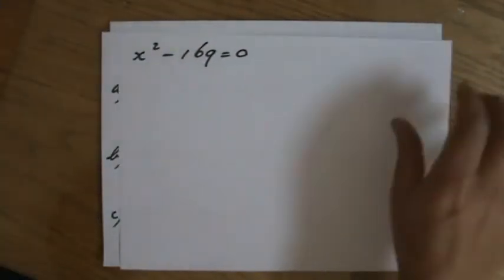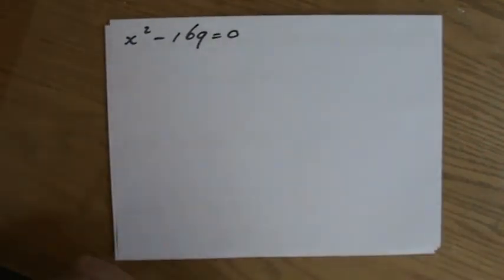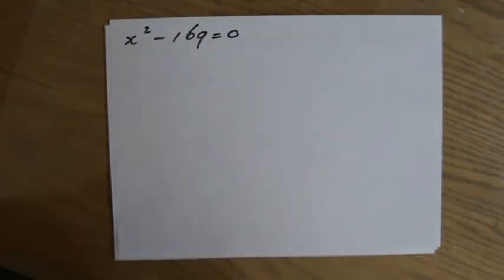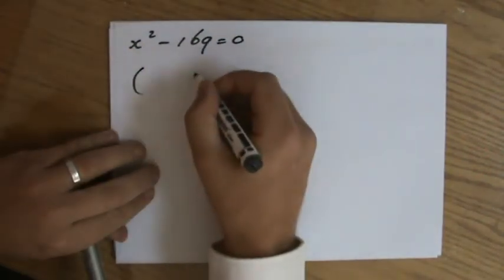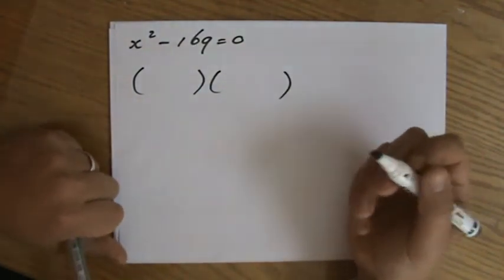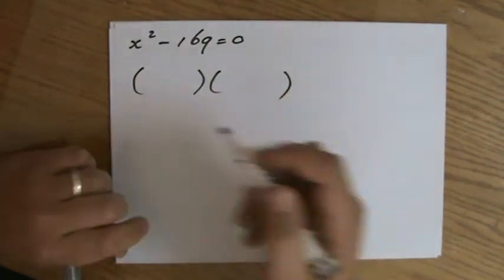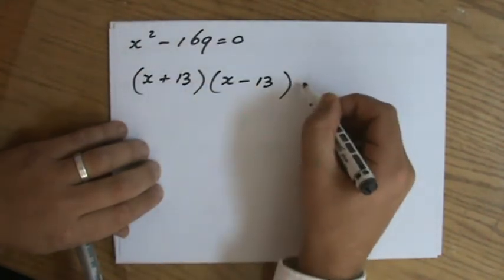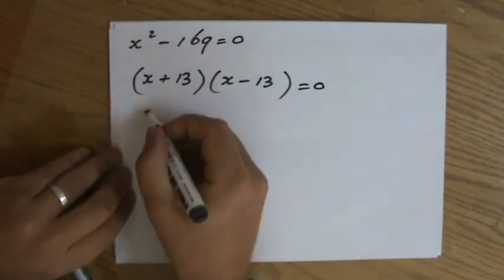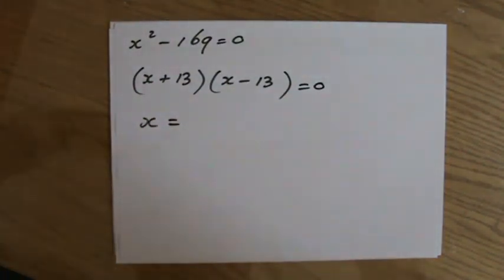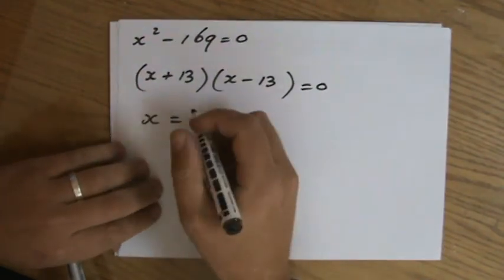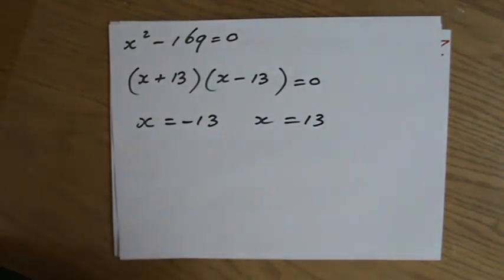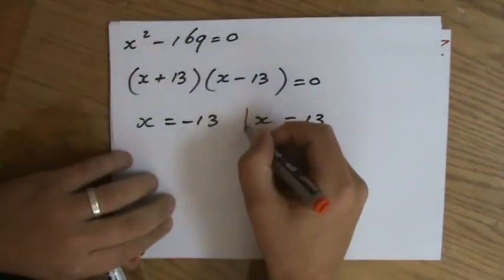Last one, x squared minus 169 equals 0. It's the difference of 2 squares, and you know all your square numbers up till 20 hopefully, because you identify 169 instantly as a square number, 13 squared. That's why you need to know those square numbers by heart up till 20. Do yourself that favor and teach yourself those square numbers up till 20. So x will be minus 13 and x will be 13. Those are my 2 solutions, zero product property.